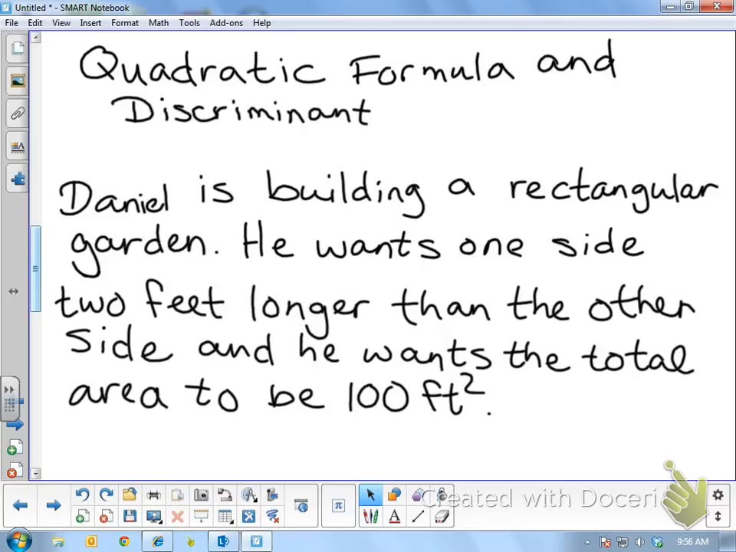So Daniel is building a rectangular garden. He wants one side 2 feet longer than the other side, and he wants the total area to be 100 feet squared. So before I start working on the problem, I do want to make sure everyone has this written down. So I'm going to pause for a second while everyone writes this down.